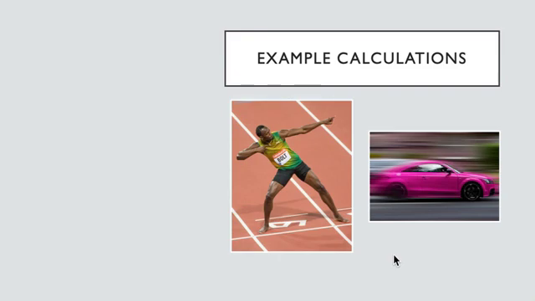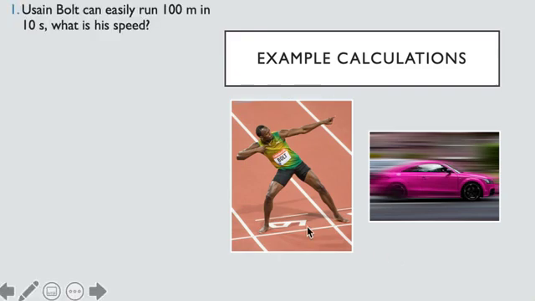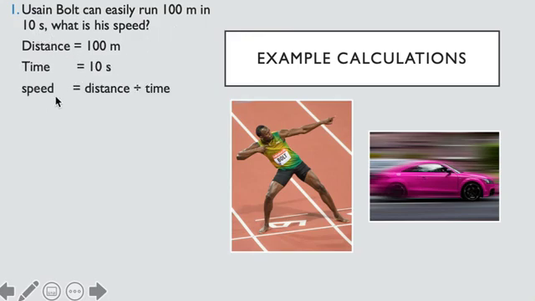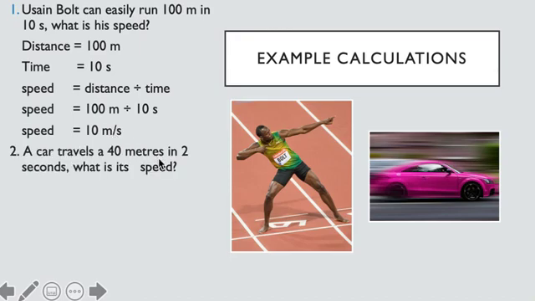Okay, let me go through a couple of examples with you before I leave you. Here we've got Usain Bolt. He can easily run 100 meters in 10 seconds. What was his record? 9.58 seconds or something for 100 meters. But anyway, he can run 100 meters in 10 seconds. So what's his speed? First of all, write down all the stuff you know. I know that the distance is 100. I know that the time is 10. And I know that speed is distance divided by time. Then I put those into my equation. Speed is 100 divided by 10. The speed is 10 meters per second.